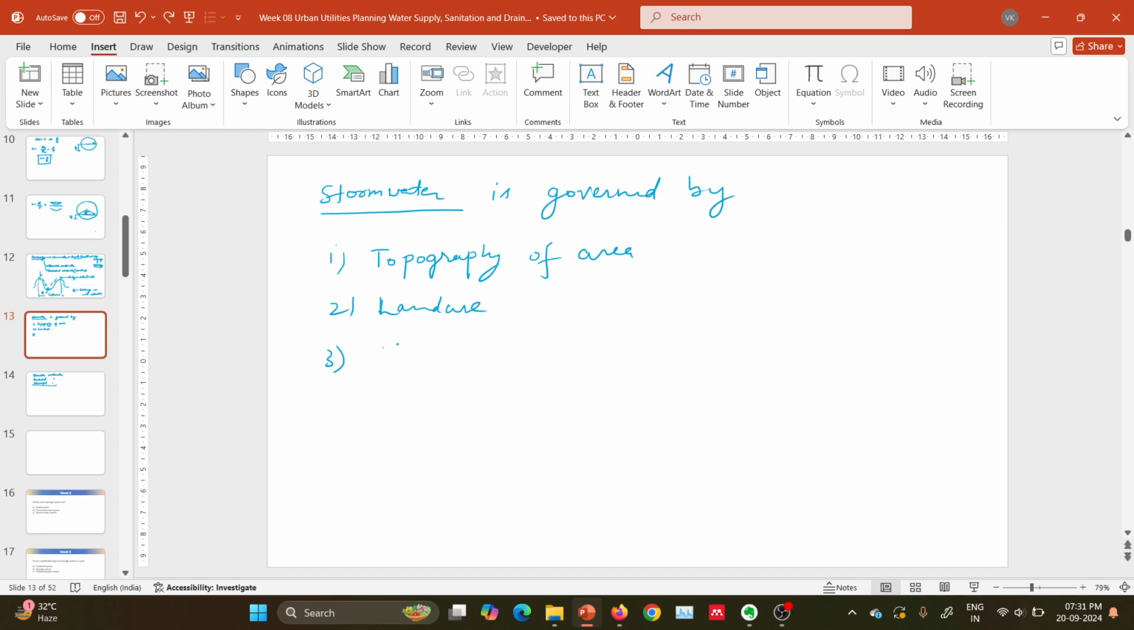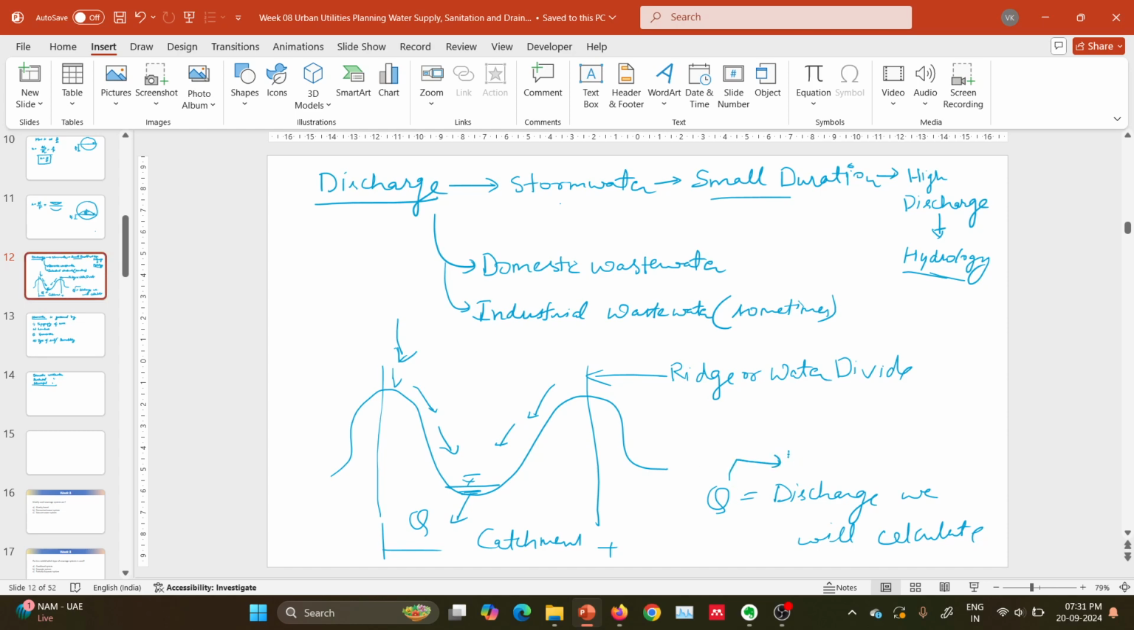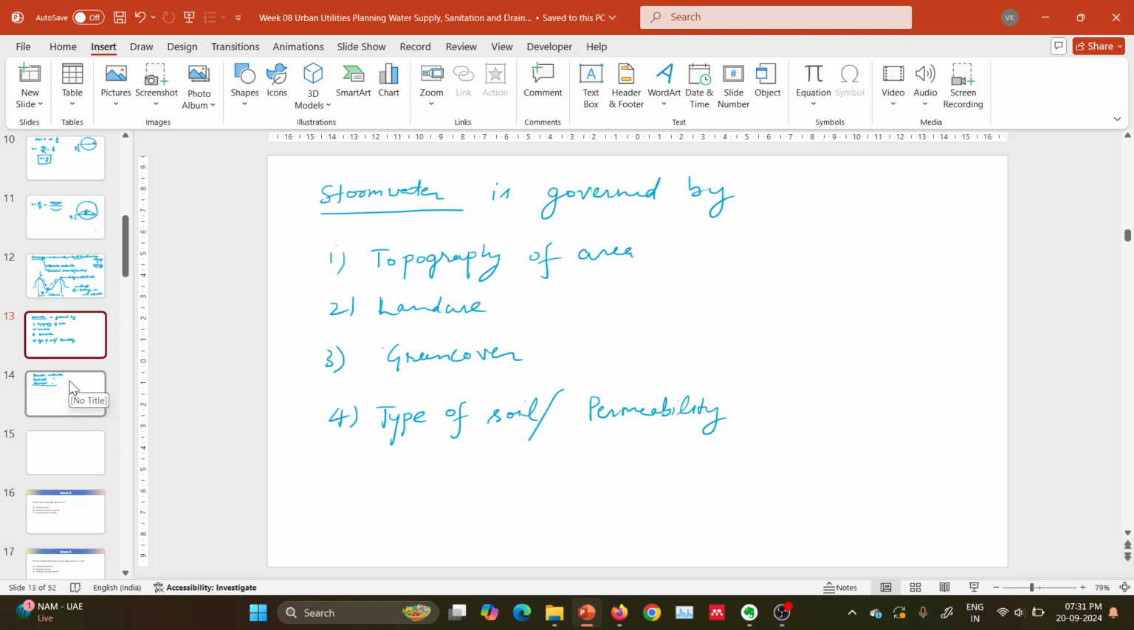I can write here green cover, or I can write type of soil, permeability of soil, because it is mostly which is coming here. Q, that is runoff. We studied earlier. That is runoff. There are few factors which govern the stormwater. How much paved area we have, how much paved area.